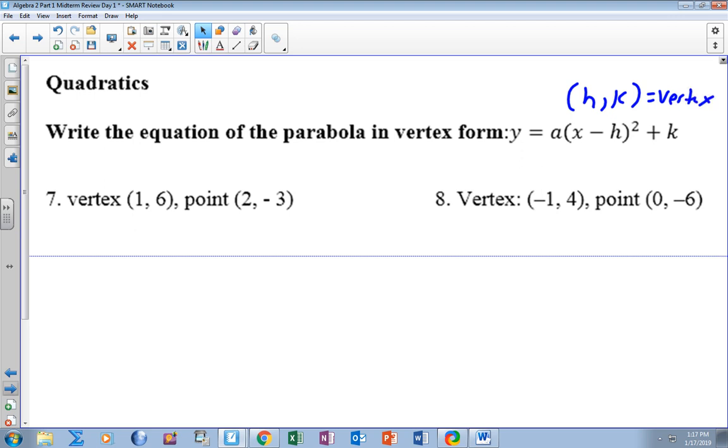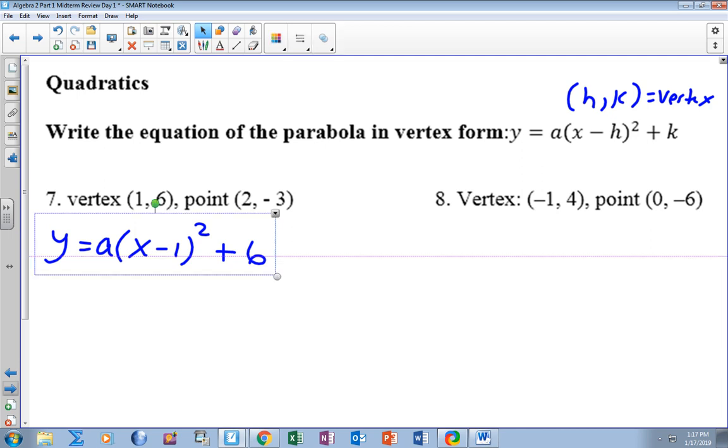So I'm just going to plug that point into this equation. So we have y equals a times x minus 1 squared plus 6, right? All I did was plug the vertex into the equation for h and k. So this is the equation I need. The problem is I don't know what that a value is, so I need the a value.